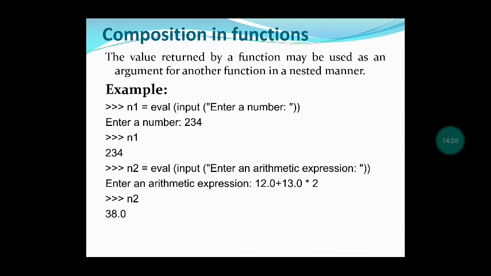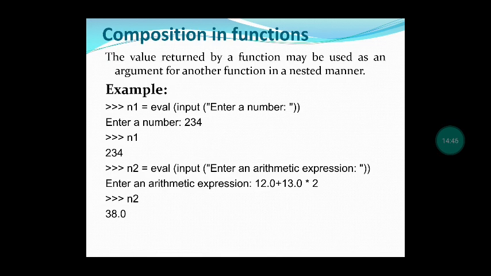Next, we are going to see about the composition of functions. A function may be used as the argument for another function, that is in a nested manner. The example is n1 equal to eval of input. In previous examples we have used int of input. In this example we are using evaluation. We are evaluating the given value, that is n1 equal to eval of input, enter a number. We are giving 234. Suppose I am printing n1, the output will be 234.